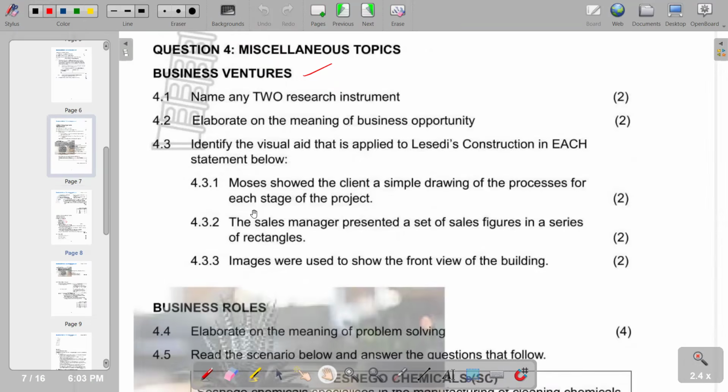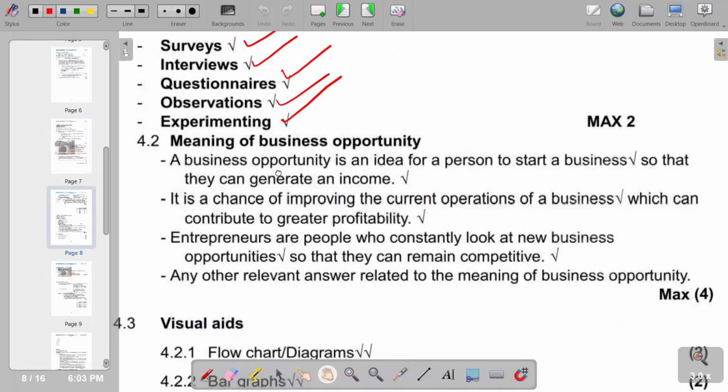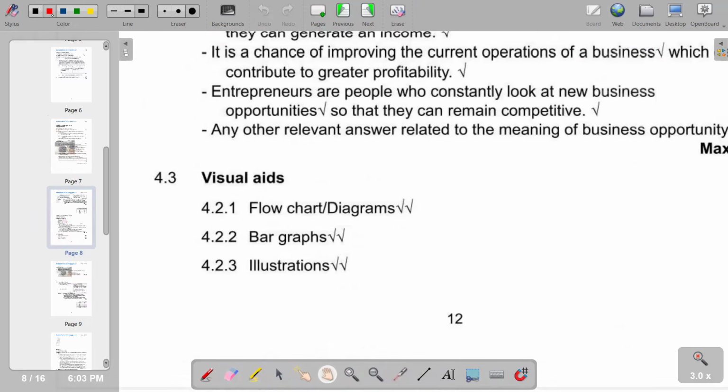So moving on to the next part, we have got 4.3, which is: identify the visual aid that is applied to this construction in each statement below. So what is the visual aid that is being applied? The first one says Moses showed the client a simple drawing of the processes for each stage of the project. So this can be presented on a flowchart. A flowchart or a diagram can be used.